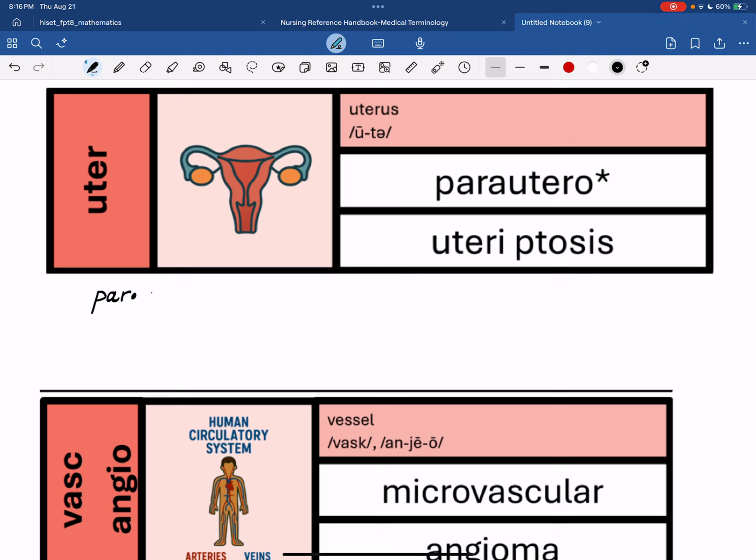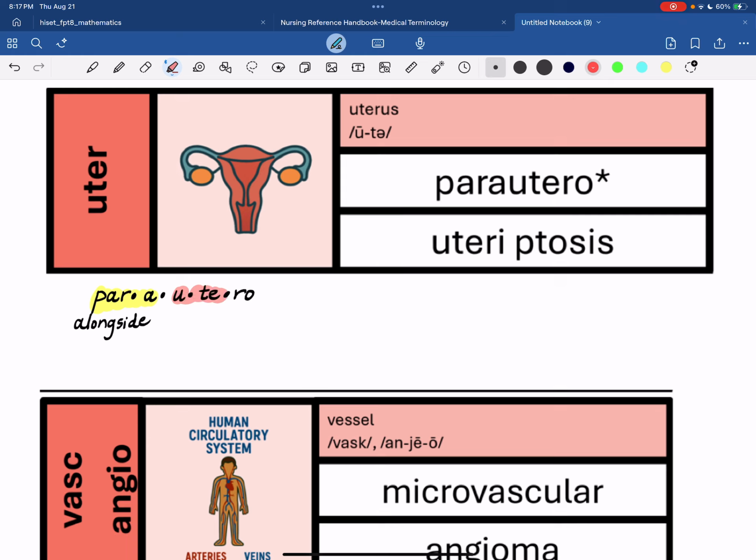So para, uter, or actually let's call it utero. Para utero. Para is your prefix. That means alongside. And it's actually this picture of the uterus that made me think of this nonsense word.